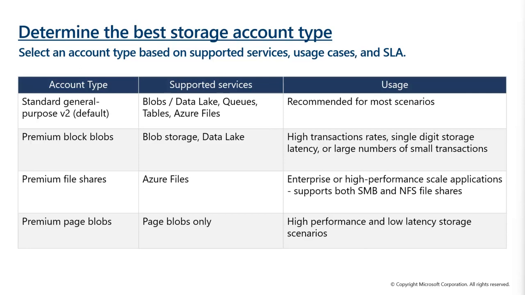So check the types of usage we have on the screen. We have the general account. You can put logs, you can put files, you can put pictures, you can put blobs, you can put backups, you can put hard drives, etc. In that kind of scenario, you have a general purpose account. You can optimize this for blocks, high transactions, pretty reduced latency, okay? Or a lot of small transactions.